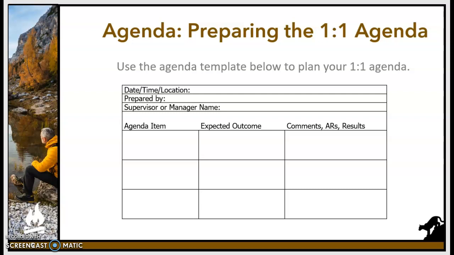It's going to include date, time, and location. So this is going to be easy. The date is going to be the time we talked about. The time is going to be our hour. Location's going to be in the classroom. This is prepared by you. Then it's my supervisor. Manager's name is myself. Then you'll outline, hey, this is the agenda item, and then expected outcome.